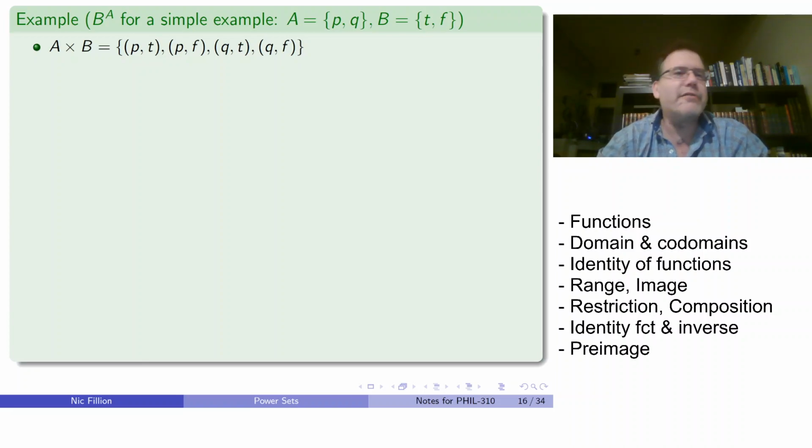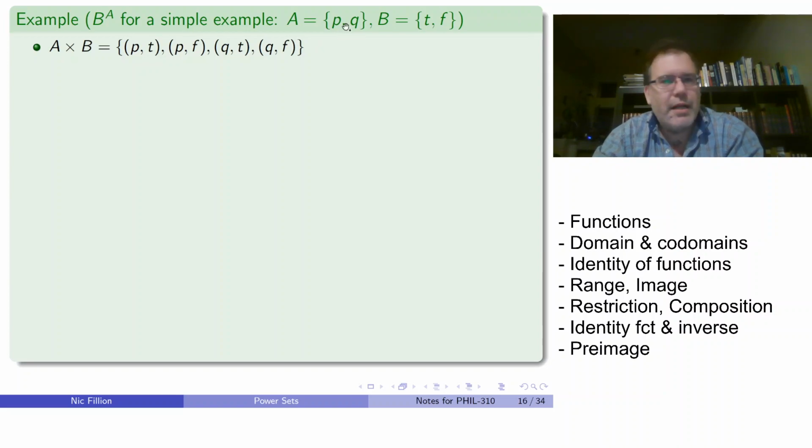So here I've taken A to be {P, Q} and B to be {T, F}. Why did I choose that? Well, I'm starting to make you feel like we're going to use functions to study our logic a little bit deeper. So P and Q would be propositions or propositional variables, if you want, and T, F would be true and false. So here we're going to form the Cartesian product A cross B.